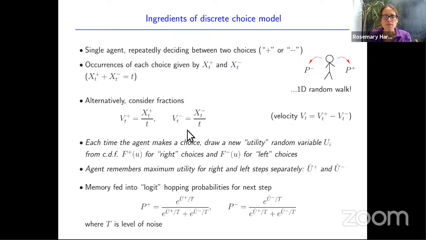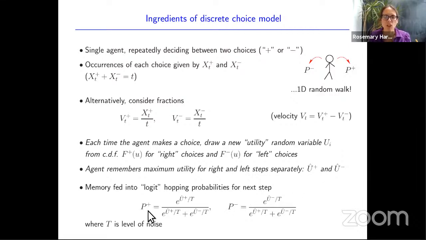So far, so boring. The new ingredient now is that we model this utility. Every time the agent makes a choice, we draw a value of a utility random variable, an experience random variable, from some distribution that might be different for the right choices and for the left choices. And the idea is that the agent doesn't remember all of those values of the utility. They just remember the maximum for the right choices, the plus choices, and the maximum for the left choices. And I'll call those things U hat plus and U hat minus. So remember that the hat is the peak, is the maximum. And it's that peak that goes into the probabilities for what happens next.